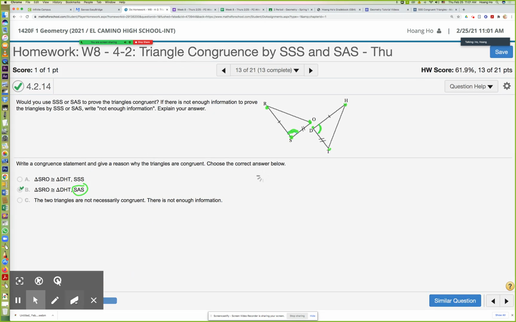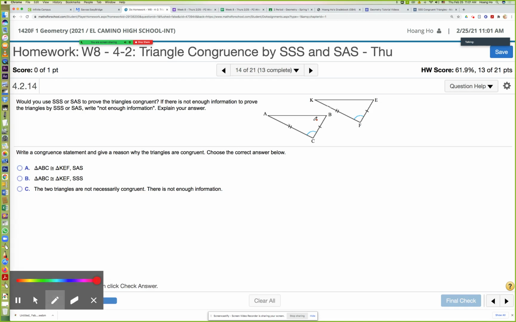Question 14. Similarly, you've got two pairs of sides right here. Two marks go with two marks, one mark goes with one mark, and then the included angle right here. So they should be congruent by SAS.